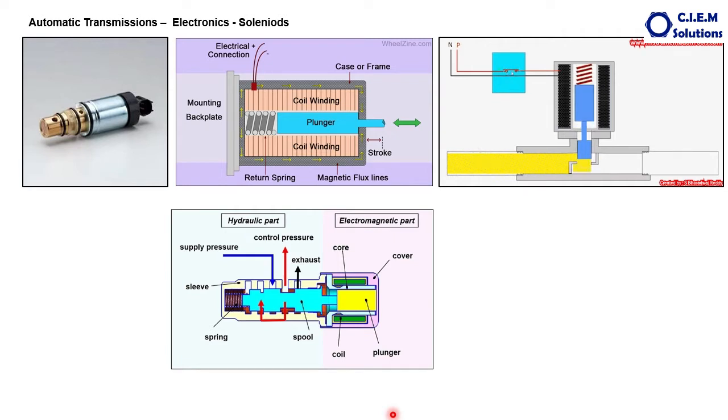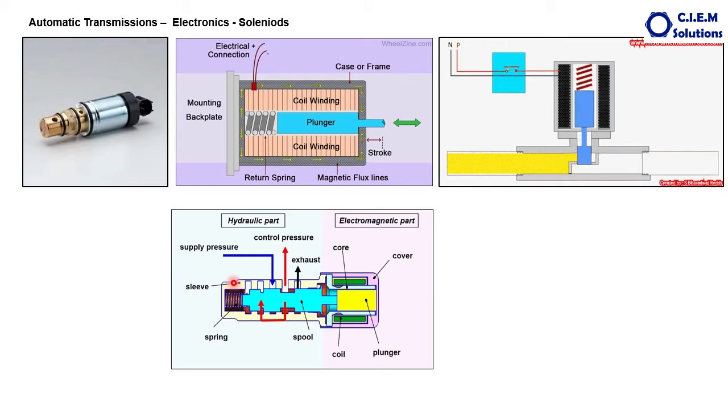Let's look once again at the different parts of the solenoid. The cover, this is the winding, this is the plunger, this is the spool, and this is the spring. This is the sleeve which is housing the spool, and these are the oil passages. This is the electromagnetic part, and this is the electronic part. And oil is coming from this.